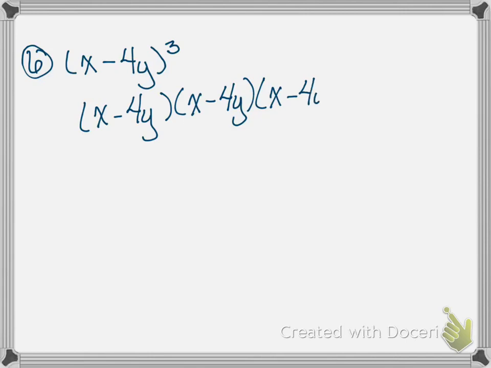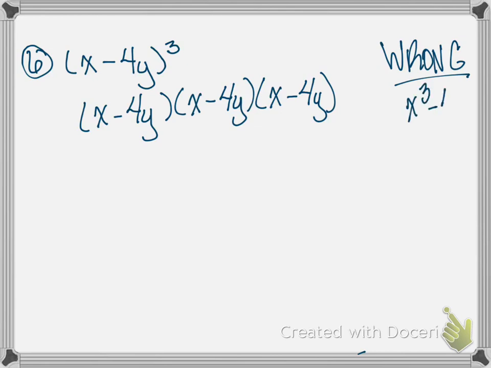Now, a very common mistake, and it is wrong. This is the wrong way to do it. Students say, okay, well, it's x to the third minus 4 to the third times y to the third, okay? And that is incorrect, very incorrect, okay? You have to keep that binomial as a unit. It's x minus 4y times x minus 4y times x minus 4y.